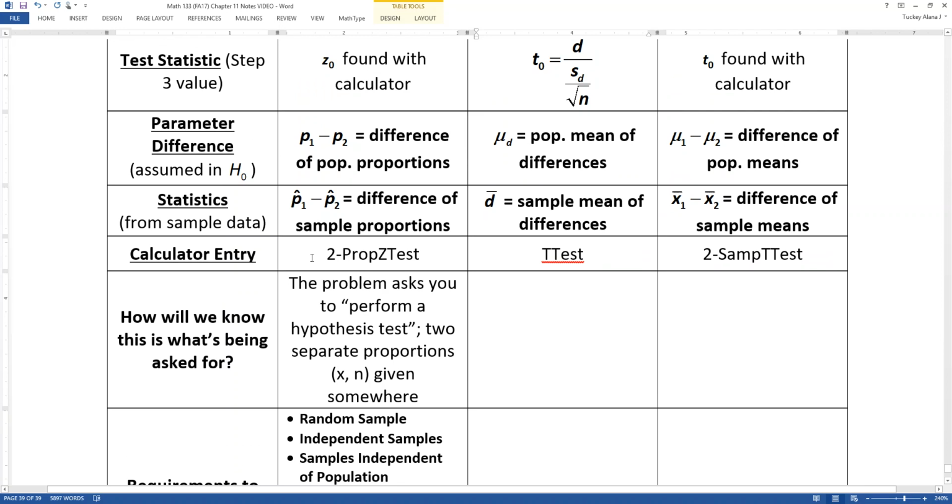All right, so for 11.1, the problem's going to ask you to do that hypothesis test, and you've got to look for two separate proportions given somewhere. It could be x and n are given to you. It could be percents are given to you, if they talk about 70% for men, 80% for women, that kind of thing. Or if they give you the actual numbers: we polled 1,000 women and 800 of them thought this, and we polled 1,000 men and 700 of them thought this, then that is independent and it's talking about proportions.